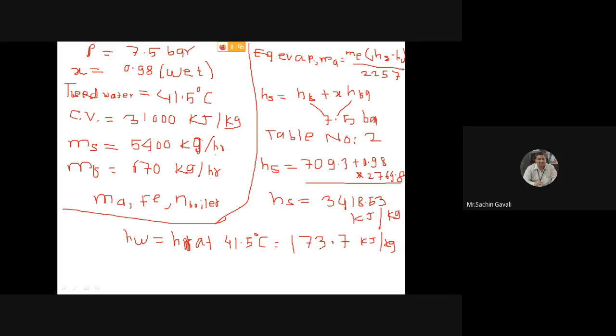Okay, then after getting HW, we know ME, therefore equivalent evaporation is coming as ME equal to HS upon... Put the values that we know. Has it been calculated or not? Here you calculate the ME value. Sir, the HFG value. Calculated or not calculated? Not calculated. Okay.